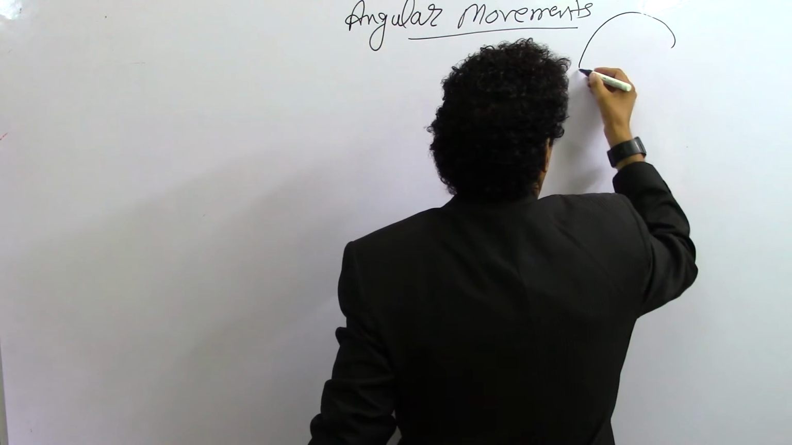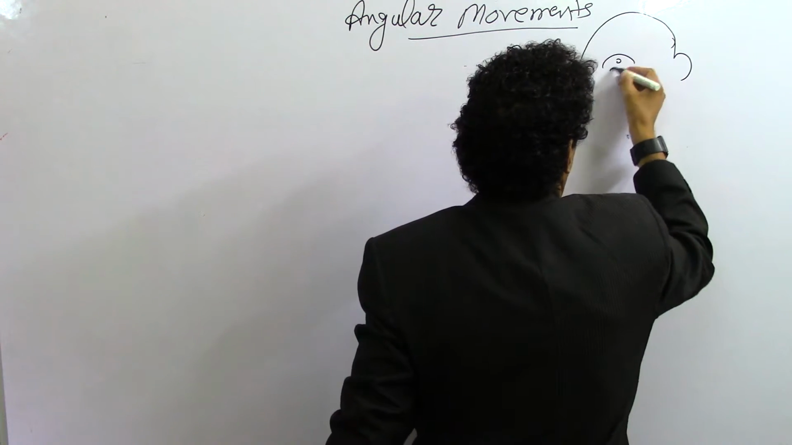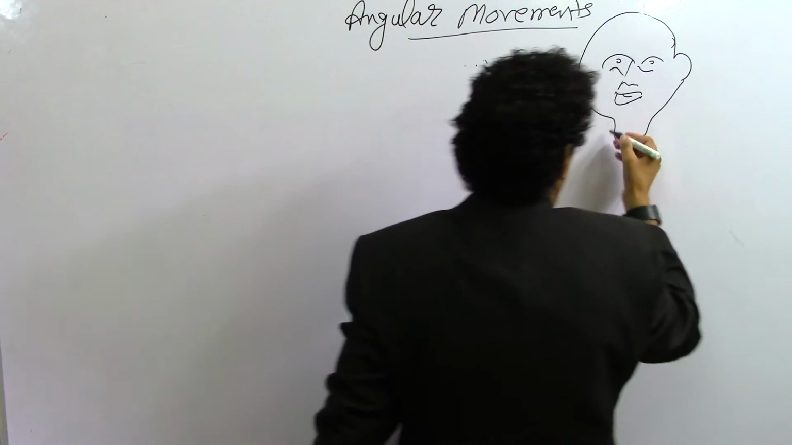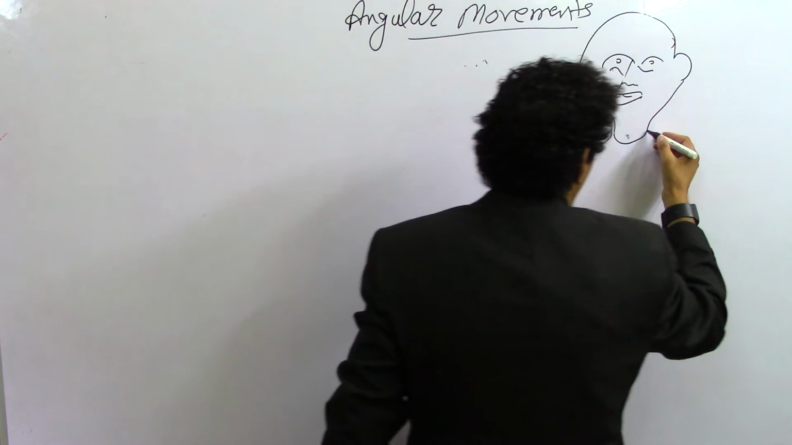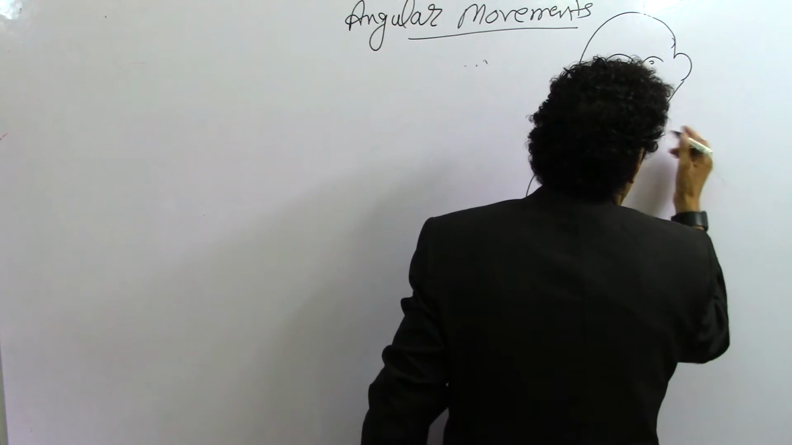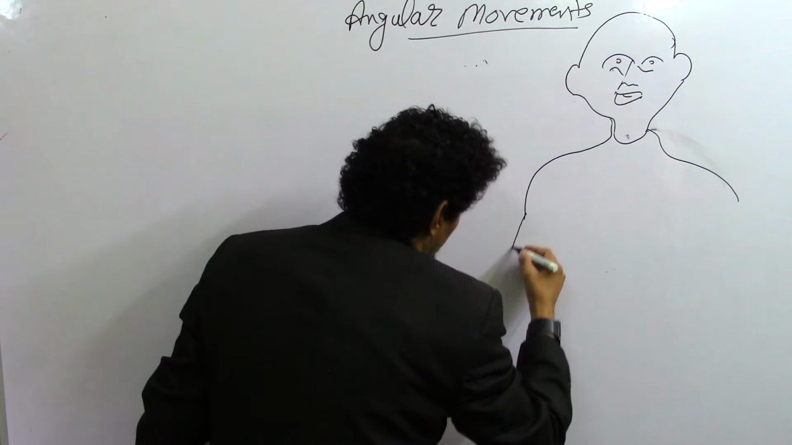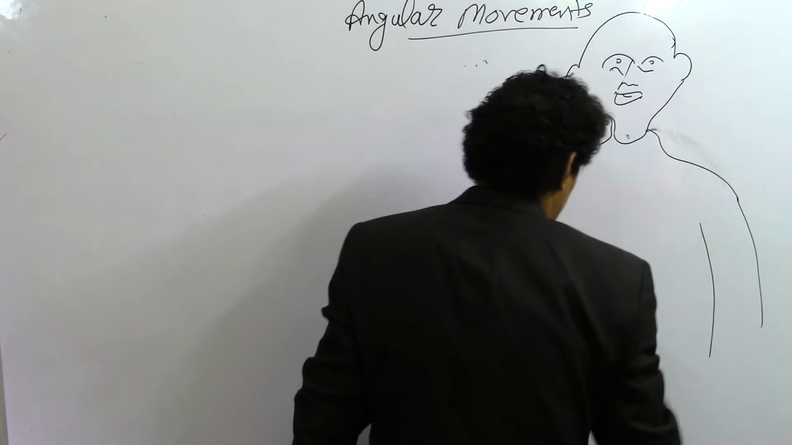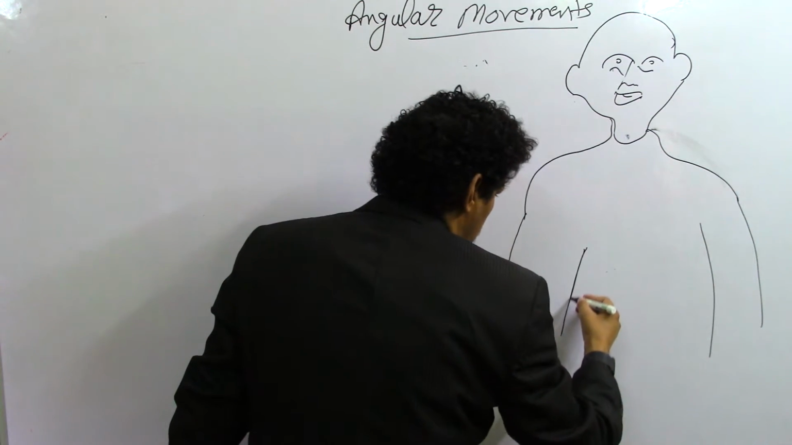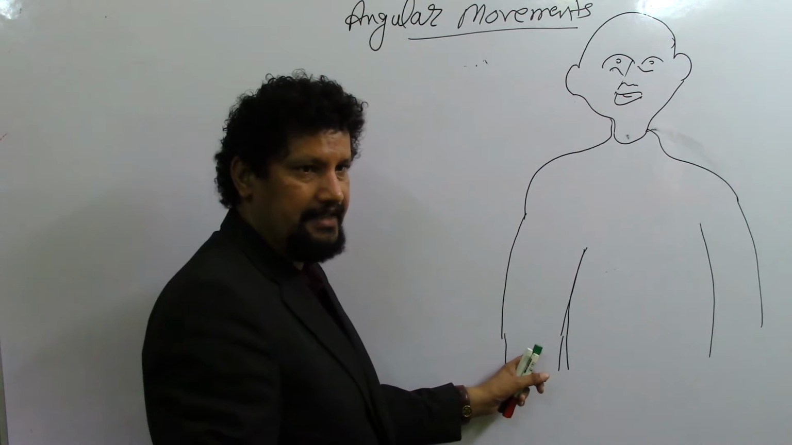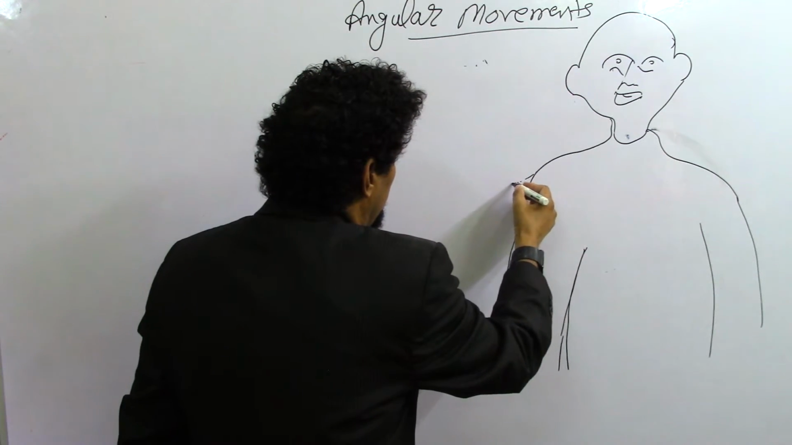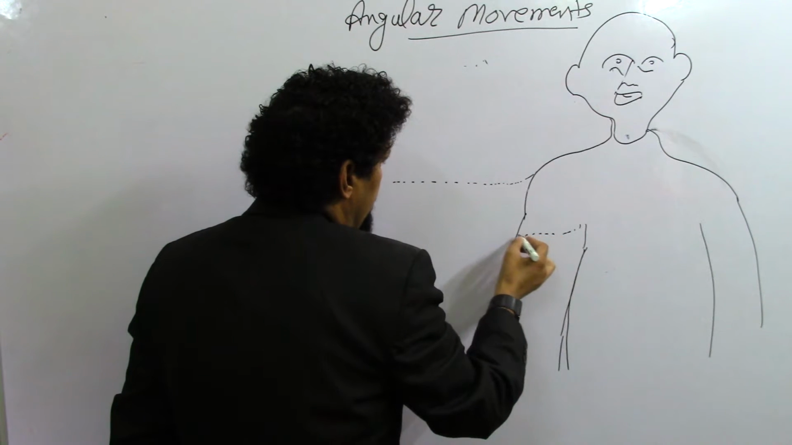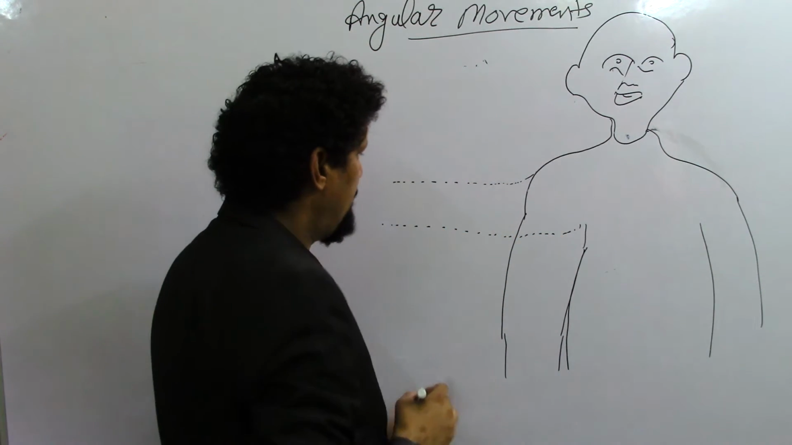This is the upper limb. So this is the adduction, and moving the part away from the median line is abduction.